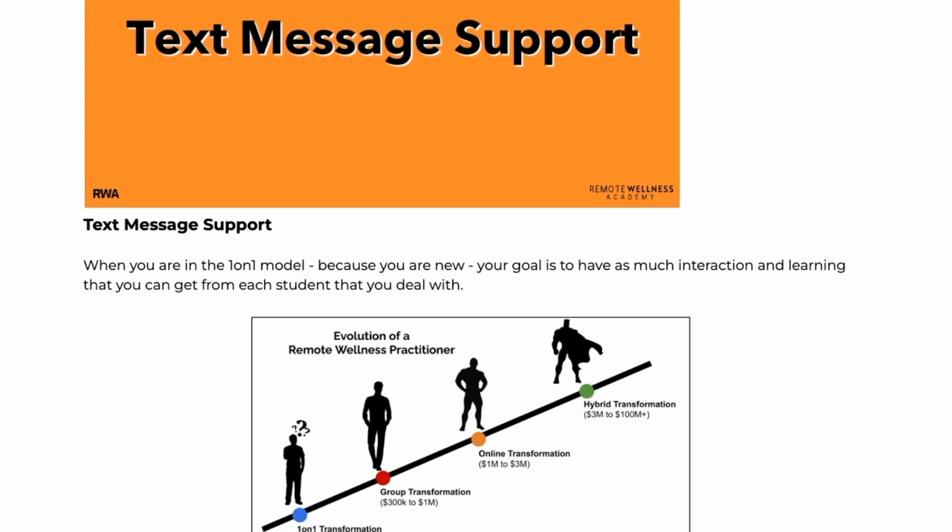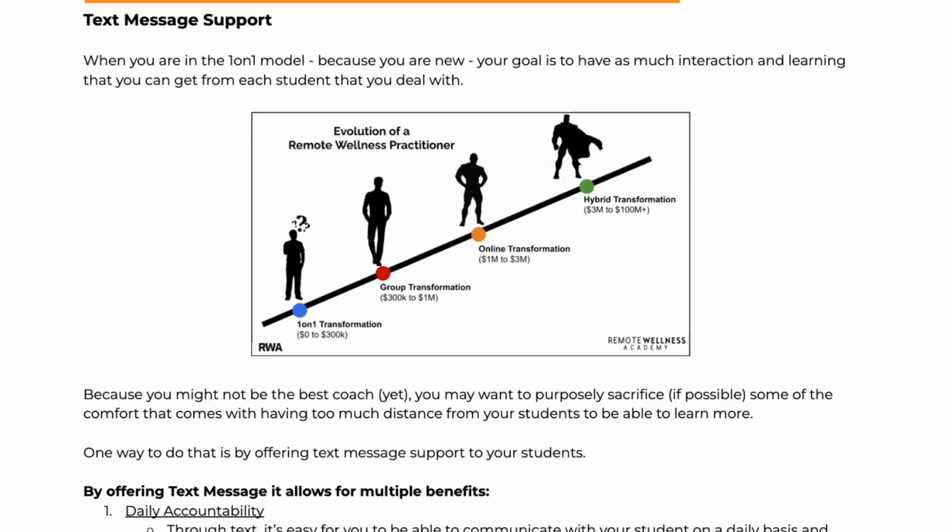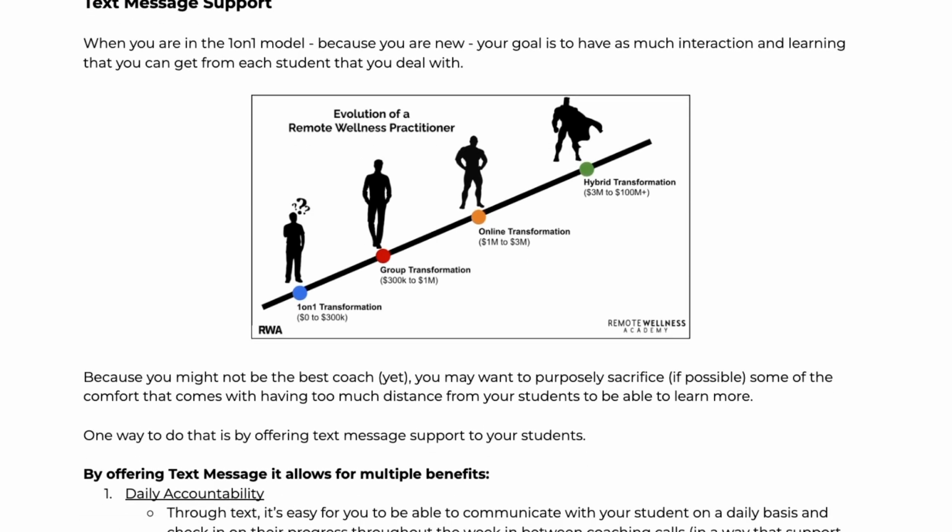And especially in the one-on-one model, the thing about this is that because you are new to this entire game of online income and coaching and being a remote wellness practitioner, all this kind of stuff, your goal really is to have as much interaction and learning that you can get from each student that you are dealing with, right? Because ultimately, once you get through about 10 one-on-one students, that's when you can start making that transition over to the hybrid model and really start to be able to free up a lot more of your time.